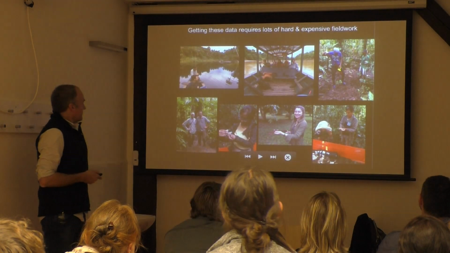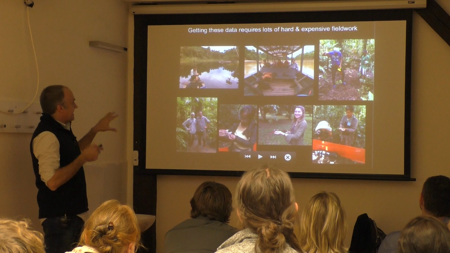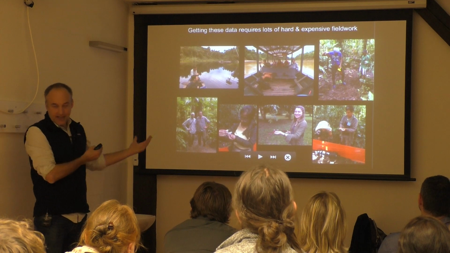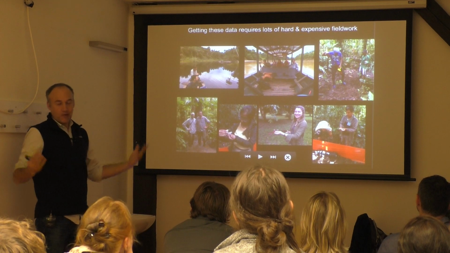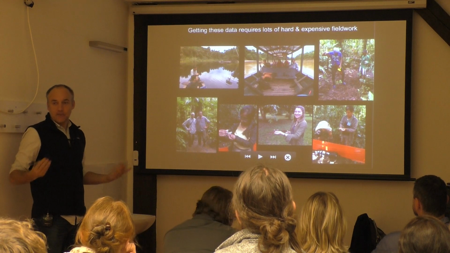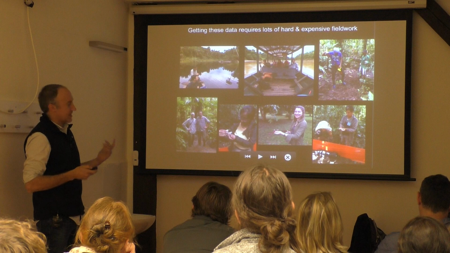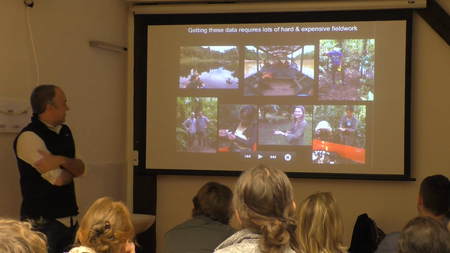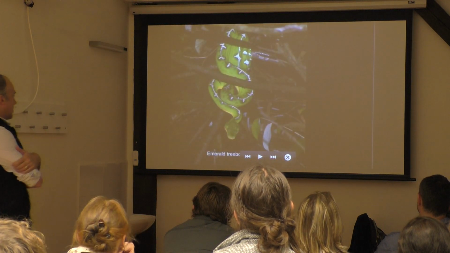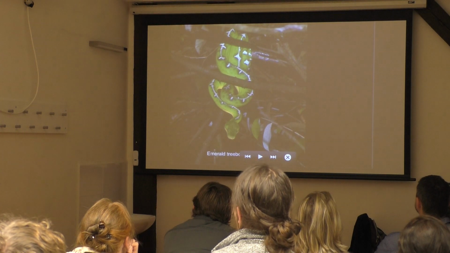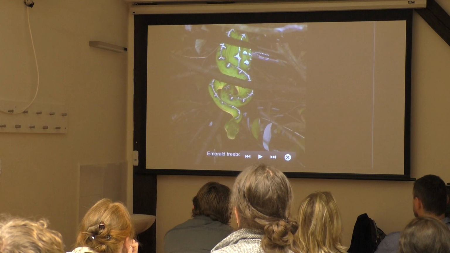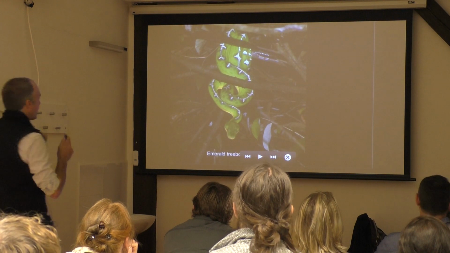And I can't emphasize enough that getting these data, and frankly, not just reptile and amphibian data, but pretty much any group of organisms you can think of in a part of the world that's not super well known or characterized, requires lots of hard and expensive field work. This is hardly a typical Amazonian snake, by the way. It's an emerald tree boa. This is actually a fairly uncommon, spectacular snake.